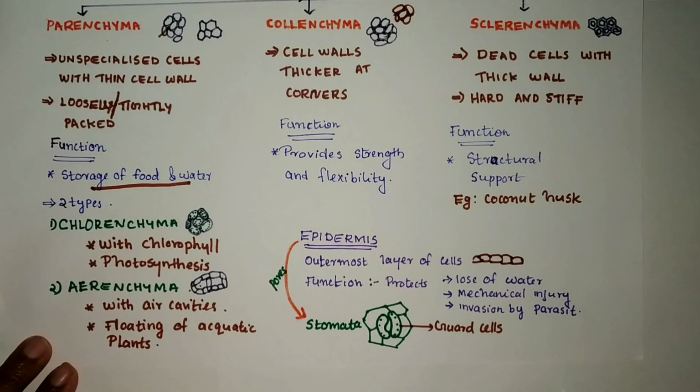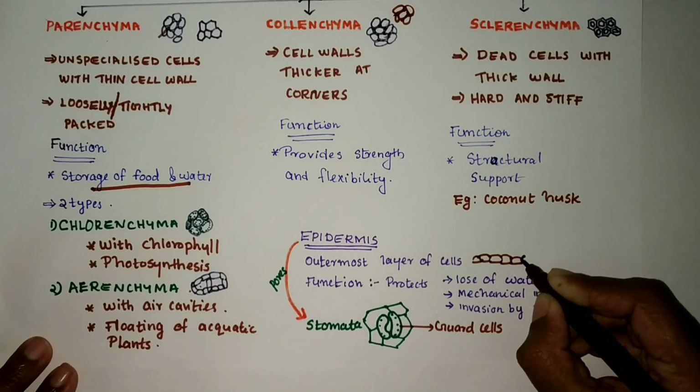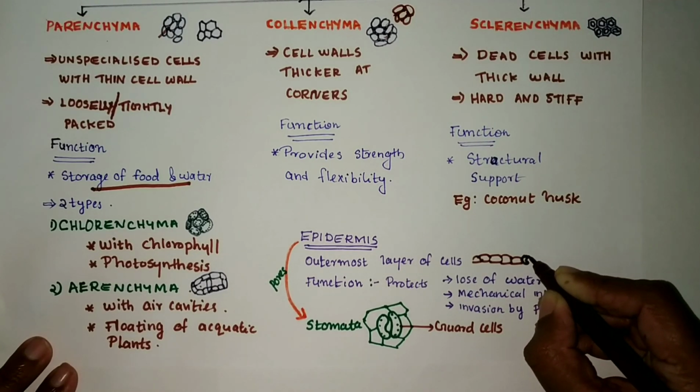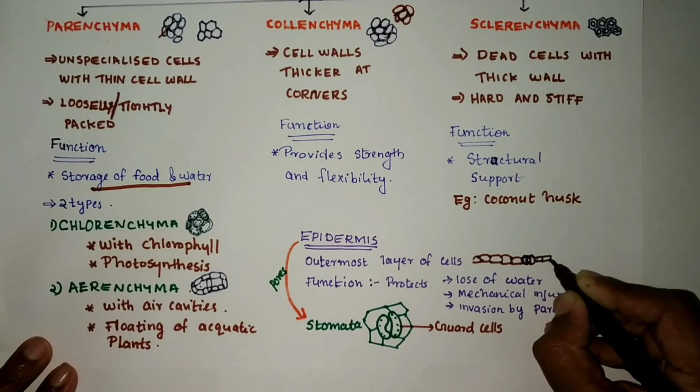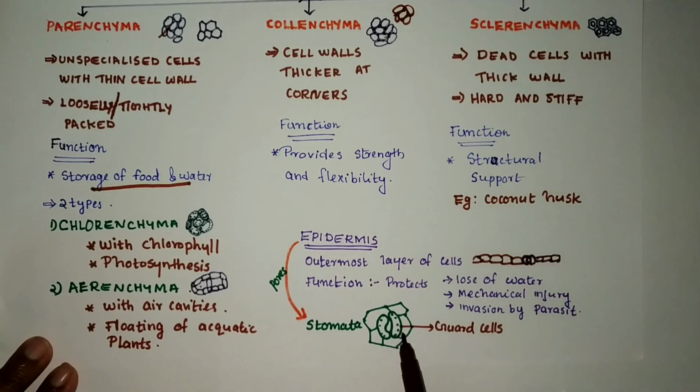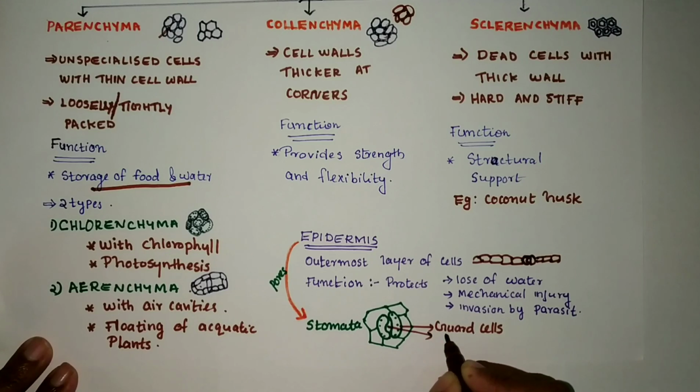The epidermis contains some pores. In between the epidermis there are some pores. These pores are called stomata. They are enclosed by two guard cells, which are kidney shaped cells. The main function of the guard cells is opening and closing of the stomata. This region is called the stomatal pore.